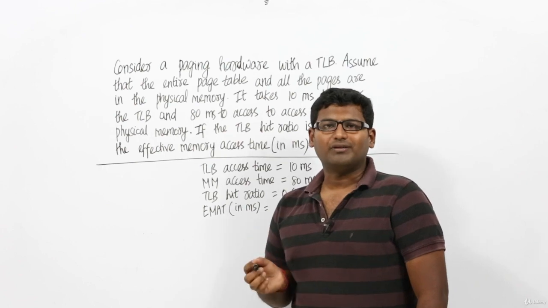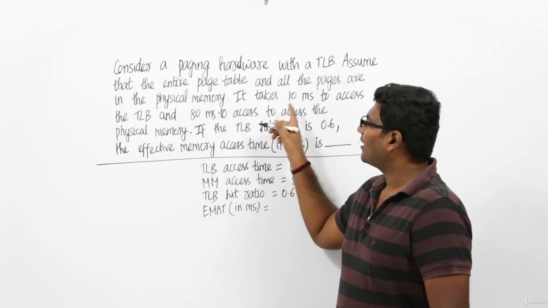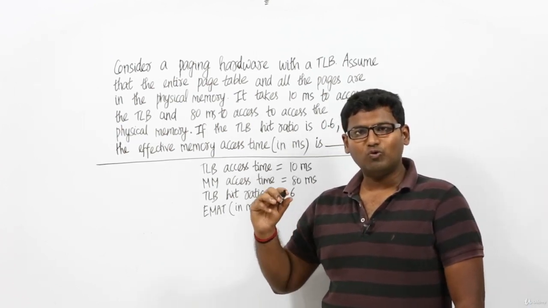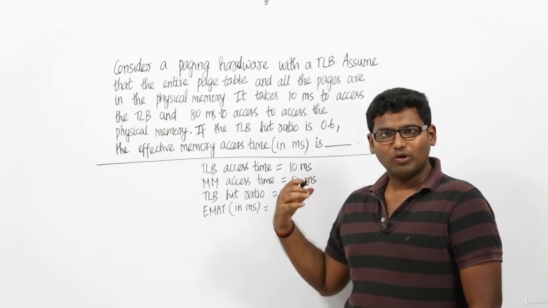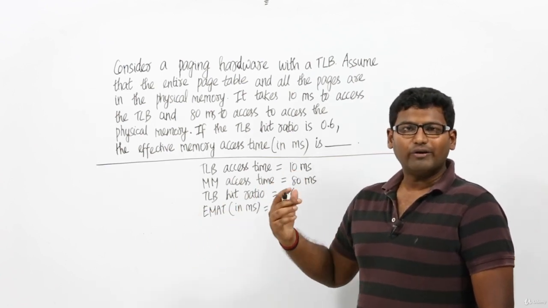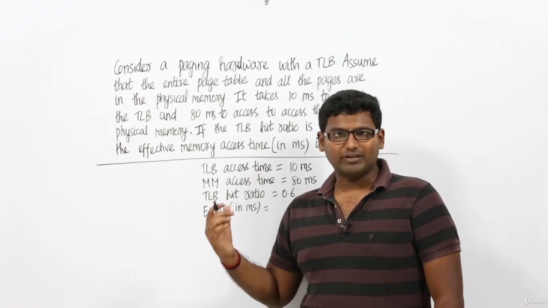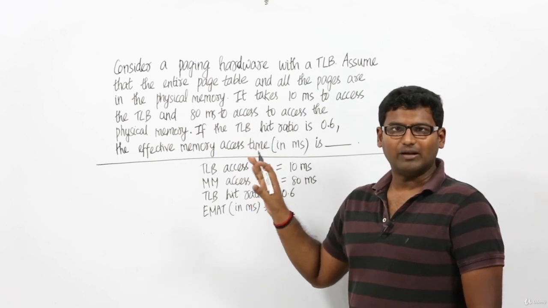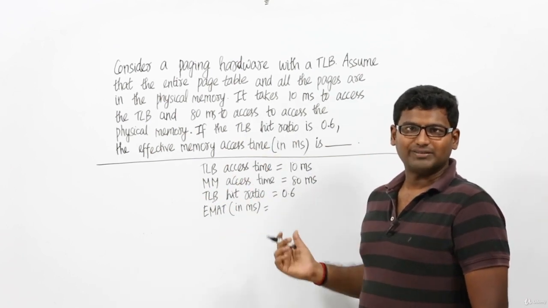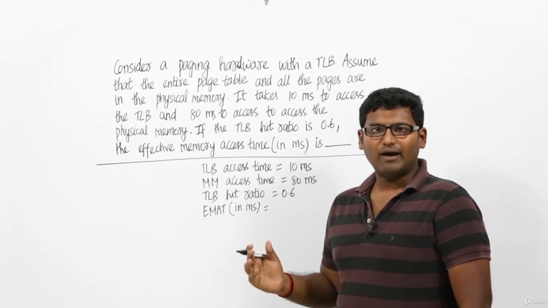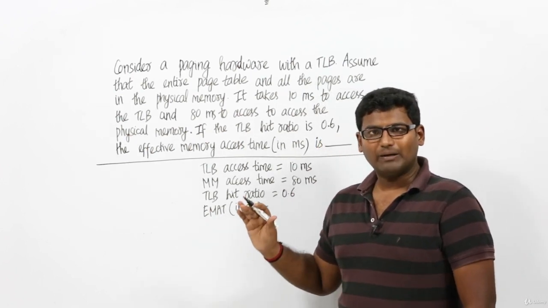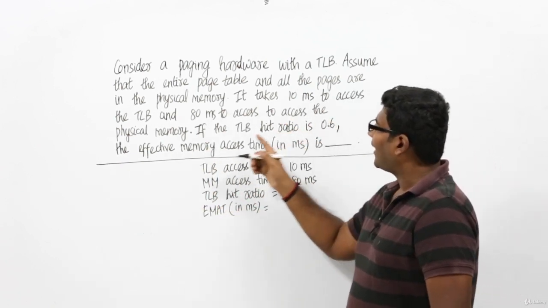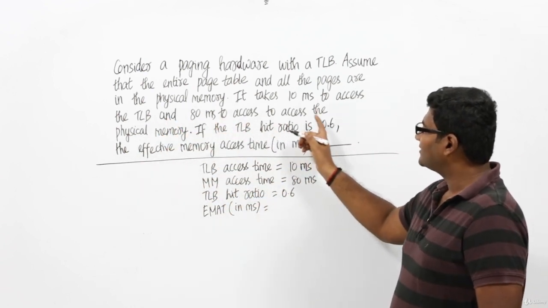Now you might ask me a question: if everything is present inside the RAM, why are we going for the TLB? See, again I told you several times, we are not going to move the page table entries into the TLB. We are going to copy the page table entries into the TLB, which means only some page table entries will be present inside the TLB. The same entries will also be present inside the RAM. In fact, our RAM will have all the page table entries, but only some will be present inside the TLB. It takes 10 milliseconds to access the TLB and 80 milliseconds to access the physical memory.